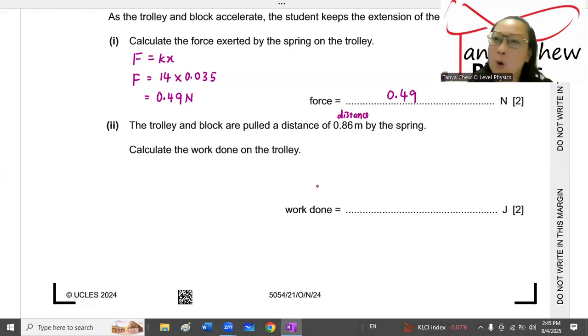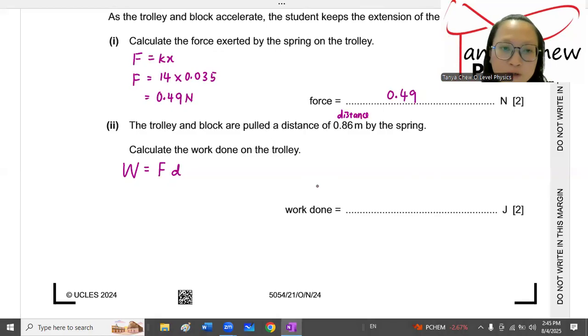Now, work done. Do you still remember the definition of work? W is equal to force multiplied by the distance. So work is a scalar quantity, but before you substitute in the distance, you have to make sure that force and distance occur in the same direction. Let me give you more example.